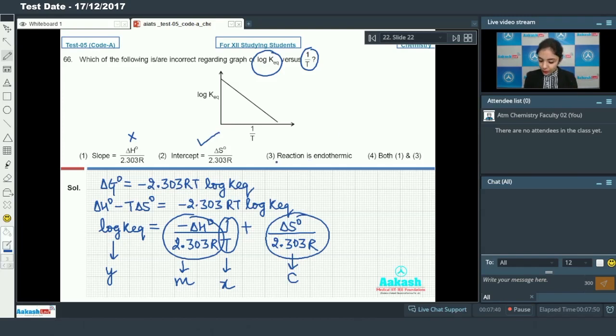And in the third case, you have been given that the reaction is endothermic. So what do you mean when a reaction is endothermic? It means the delta H naught value is positive. So if delta H naught value is positive, then what will be the value of slope? Negative. If here delta H naught were negative, it would mean the reaction is exothermic, so the value of slope will be positive. So this option is absolutely correct. So the only incorrect option is option number 1.